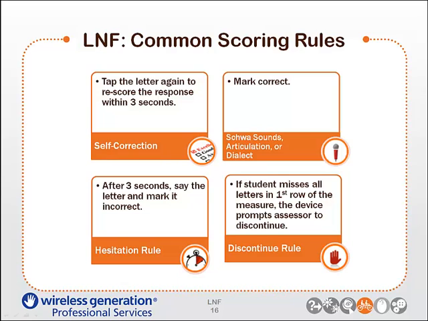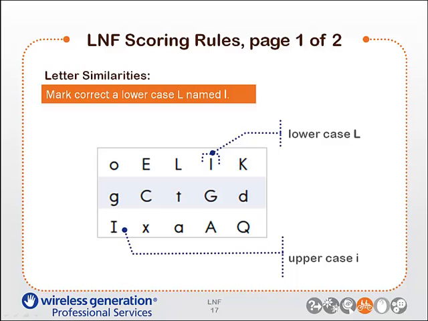After 3 seconds, if the student has not said the letter, then you should mark that letter incorrect and have them move on. The discontinue rule for this assessment is if a student misses all letters in the first row of the measure, the device prompts the assessor to discontinue. In this particular assessment, L&F, a lot of times because of the print, students will misname lowercase l and uppercase I. So in this case, you may mark either one of them correct if they have them mixed up, but only if they say the L or the I for those particular letters.